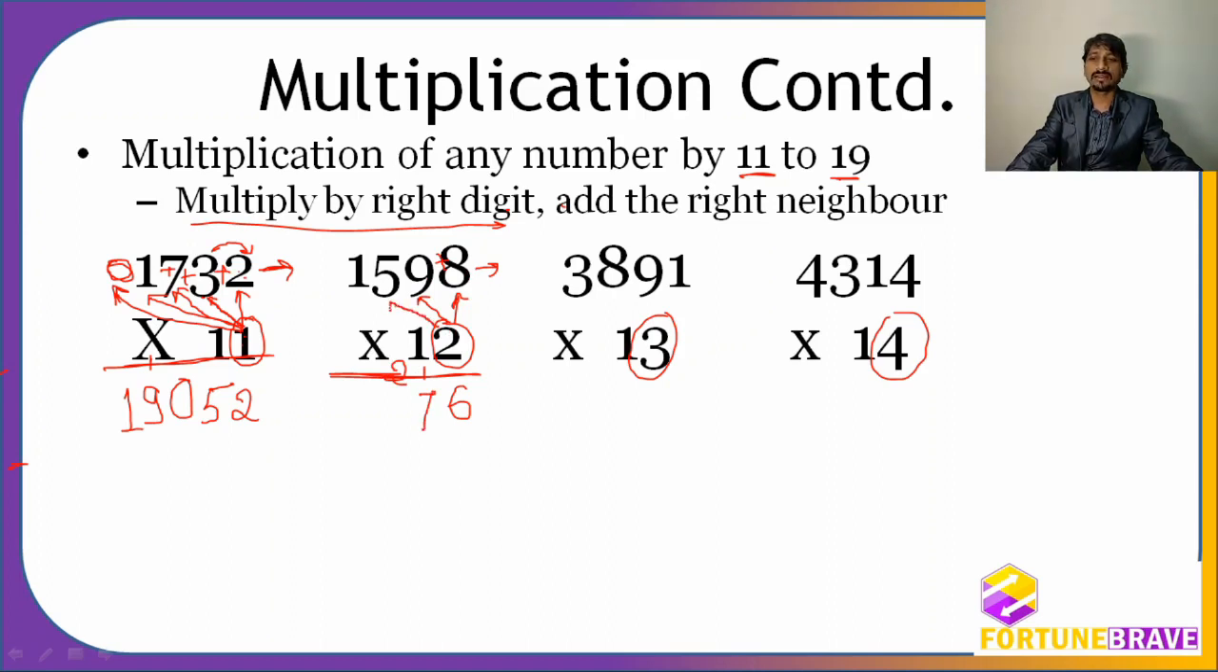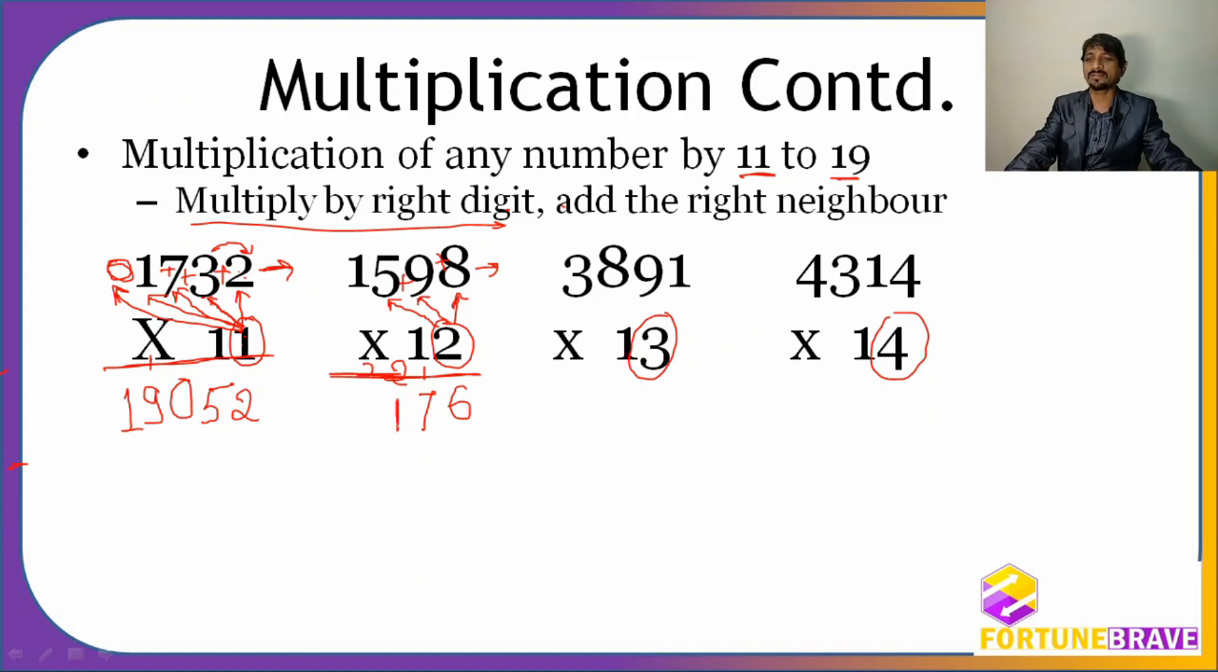Slowly you see it. 2 into 5 is 10. 10 plus 9 is 19. Yes or no? 10 plus 9 is 19. Do it along with me. Write it down and do it along with me. So 10 plus 9 is 19, plus 2 is 21.